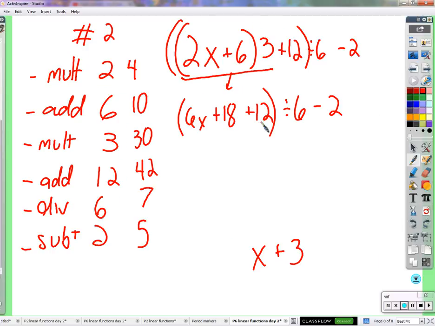Can we add 18 and 12? Yes. According to the order of operations, we could, because at each step you can imagine plugging a number in for x. You could even plug a number in for x just to verify that this works. I would multiply these two numbers together, and adding these three numbers would come next, and I could certainly add the 18 and the 12. They're like terms, so we can add them together. So we have 6x plus 30 divided by 6 minus 2.